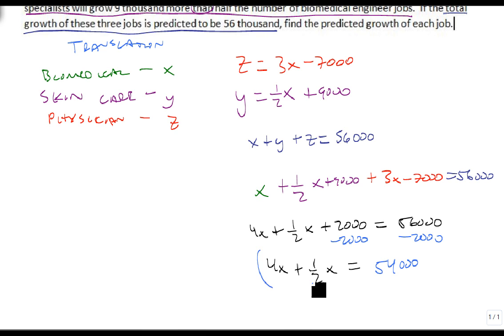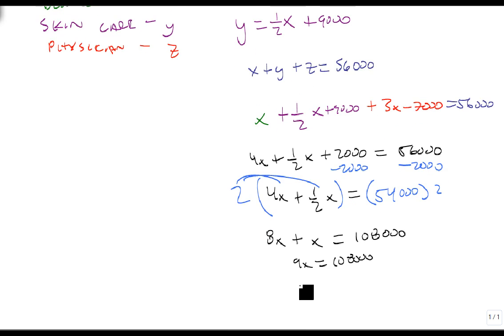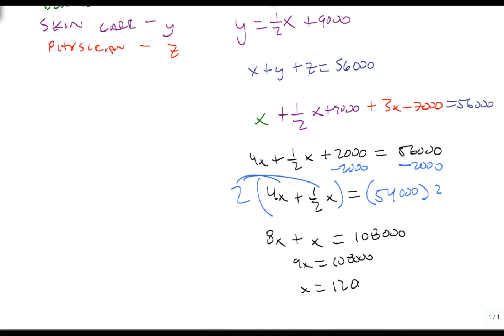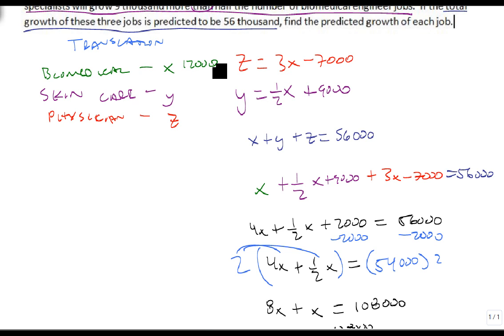And now I'm going to multiply everything on both sides by 2. So I'll distribute and get 8x plus x equals 108,000. So 9x equals 108,000. So x is 12,000? Let's see, 108,000 divided by 9 is 12,000. So x is 12,000. So if we come back up here, we know that our biomedical is now 12,000.